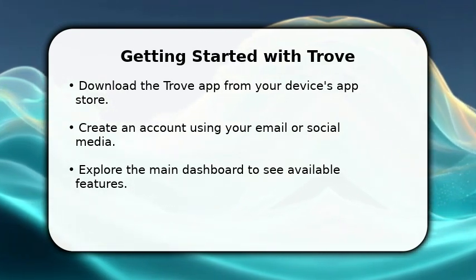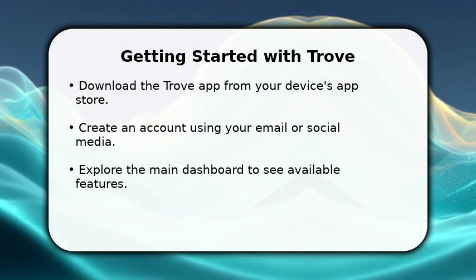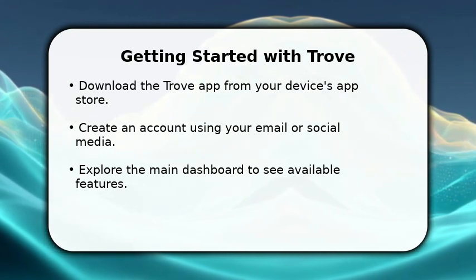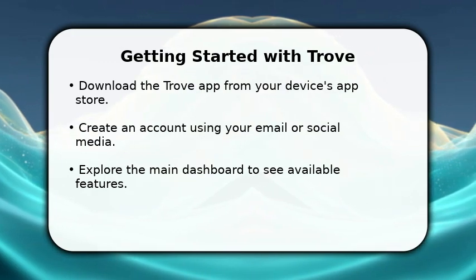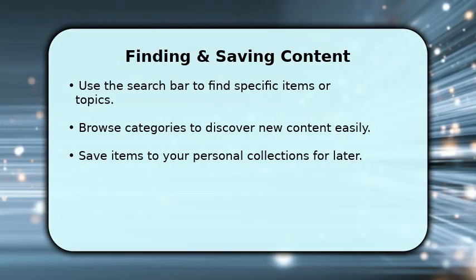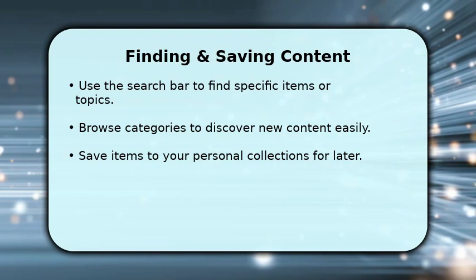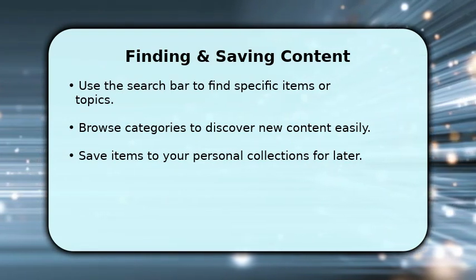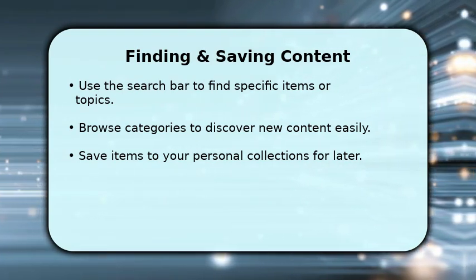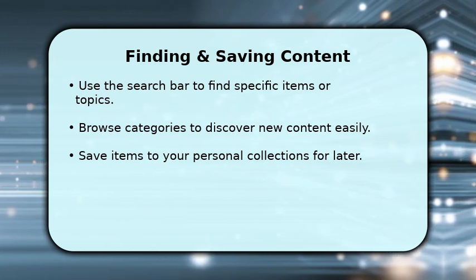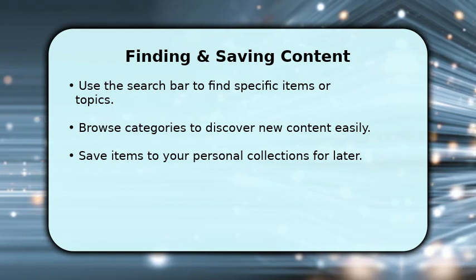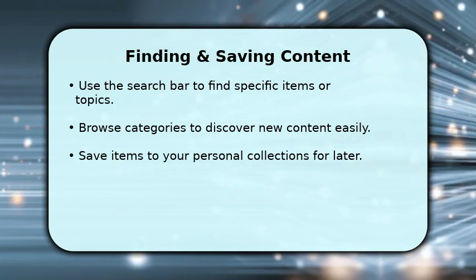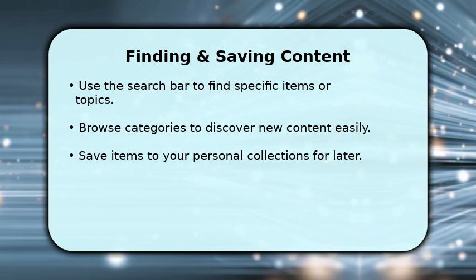After logging in, take a moment to familiarize yourself with the main dashboard, which displays all the core functionalities and options available to you right away. The Trove app makes it simple to find what you're looking for. Utilize the prominent search bar at the top to quickly locate specific items, articles, or topics of interest. If you prefer to explore, navigate through the various categories and curated lists to discover new and exciting content.